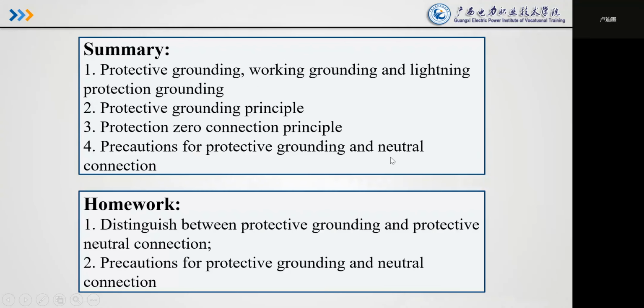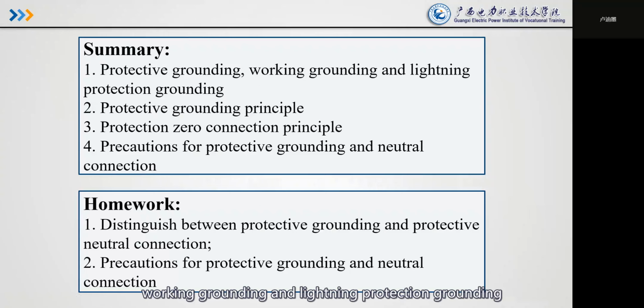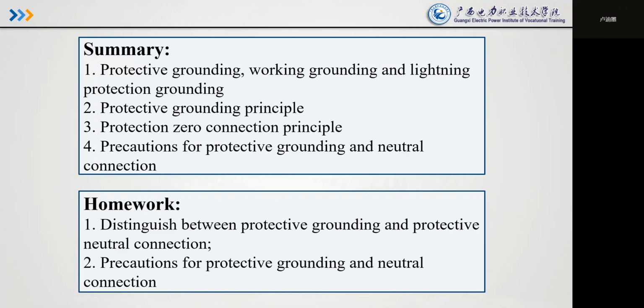Summary of the lesson. 1. Protective grounding, working grounding and lightning protection grounding. 2. Protective grounding principle. 3. Protection zero connection principle. 4. Precautions for protective grounding and zero connection.